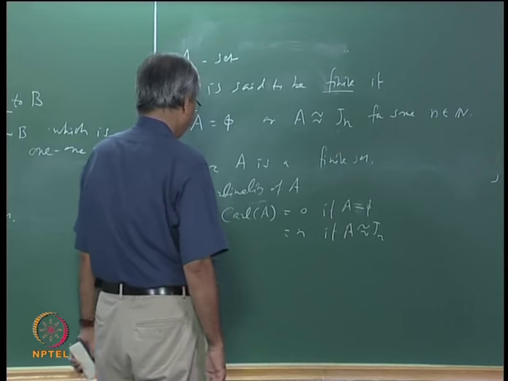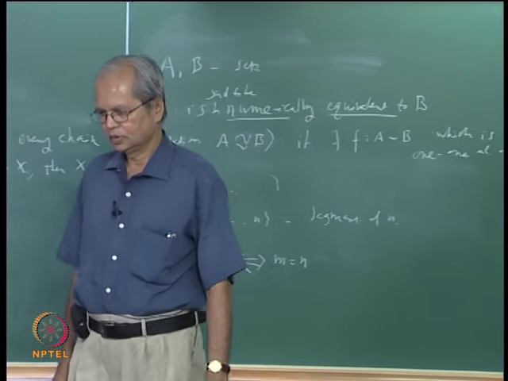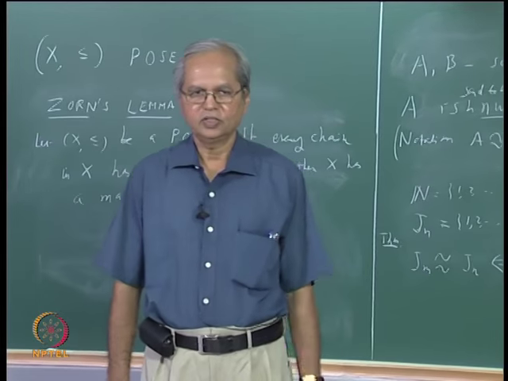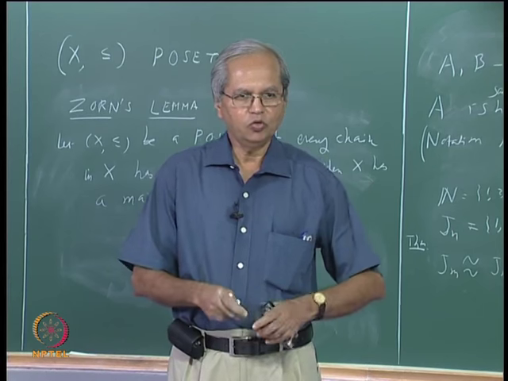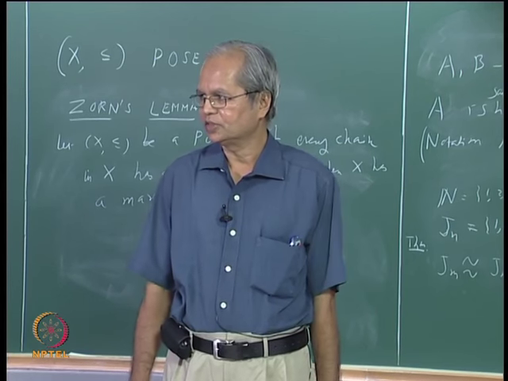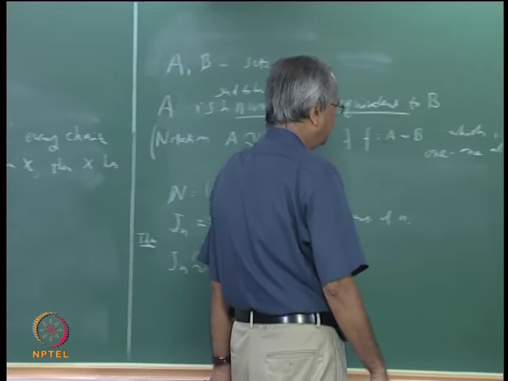One thing follows from this, and that is the following: if A is a finite set, and suppose you take any proper subset of A, then there can be no bijection between those two sets. Why will this happen?